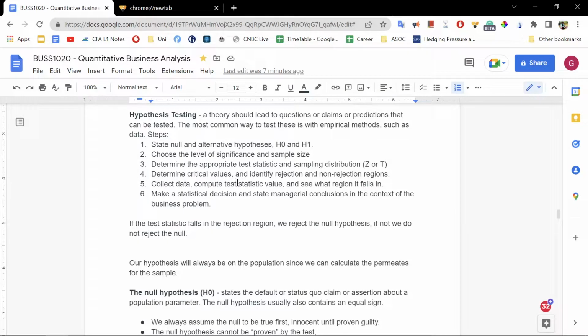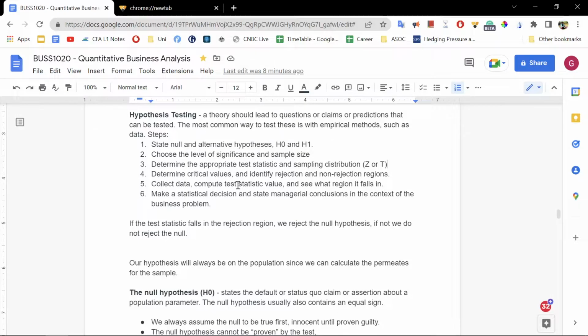Also, we have to determine the appropriate test statistic and sampling distribution. So there is the z-test and there's the t-test. We're going to be talking about the differences between the z-test and the t-test, but at a very broad level, a z-test is used when the population standard deviation or the population variance is known. However, we use the t-test, which takes into account degrees of freedom, when we do not know the population variance or the population standard deviation, which in most real-world cases we do not actually know.